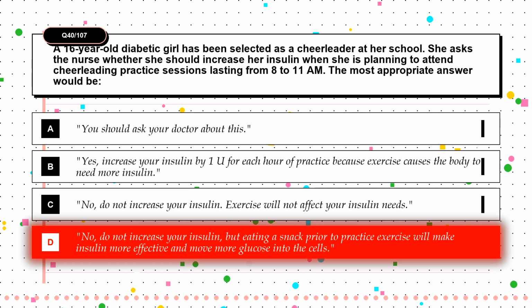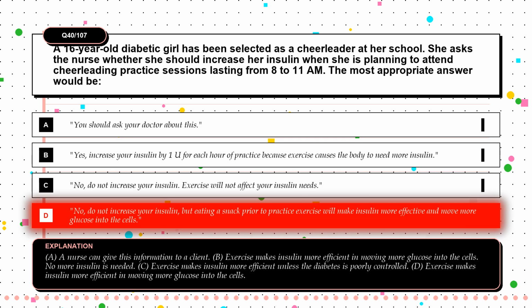The correct answer is option D. No, do not increase your insulin, but eating a snack prior to practice exercise will make insulin more effective and move more glucose into the cells. A nurse can give this information to a client. B. Exercise makes insulin more efficient in moving more glucose into the cells. No more insulin is needed. C. Exercise makes insulin more efficient unless the diabetes is poorly controlled. D. Exercise makes insulin more efficient in moving more glucose into the cells.